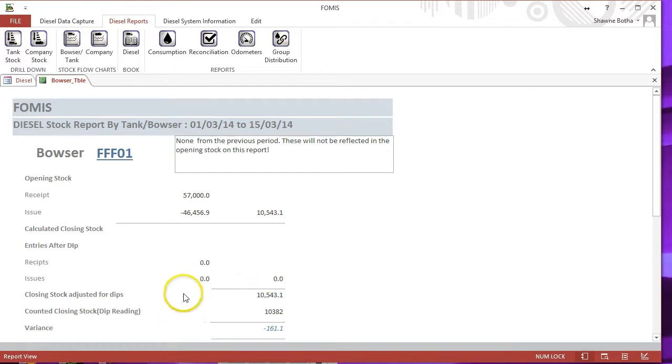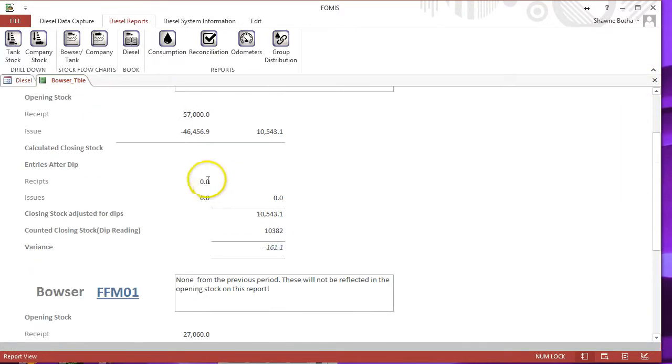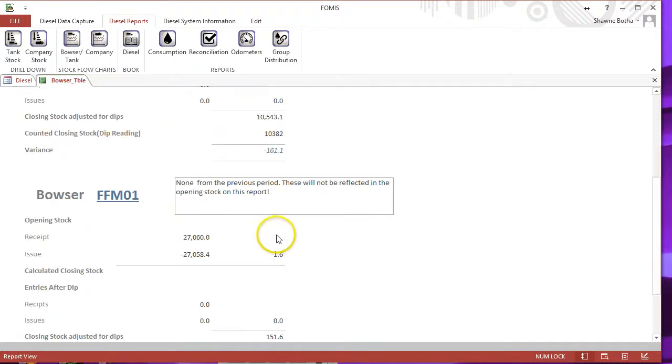It would then have a look at any entries and use the timestamps to make an adjustment for any receipts or issues after the timestamp of the dip reading for that day. In this case there wasn't one, and we can see we've got a variance here of 161 liters. Likewise for your mobile bowser, receipts, issues, etc. If we had to run it, there's no opening stock for this, because it was March and we started in March, but it would also bring in the opening stock from the previous period.